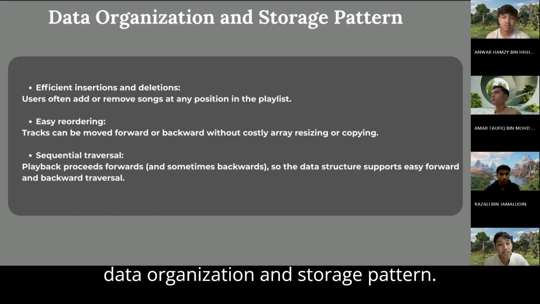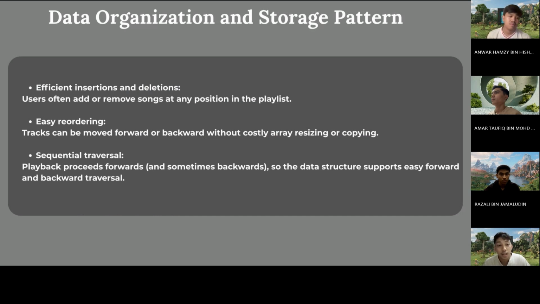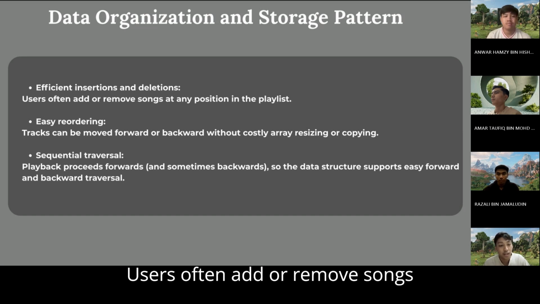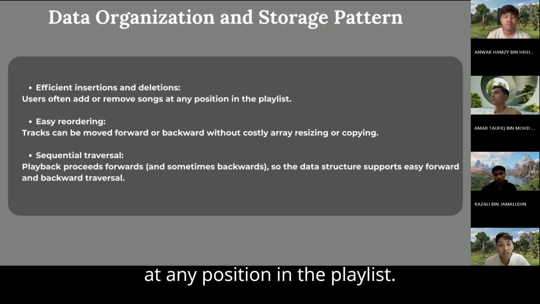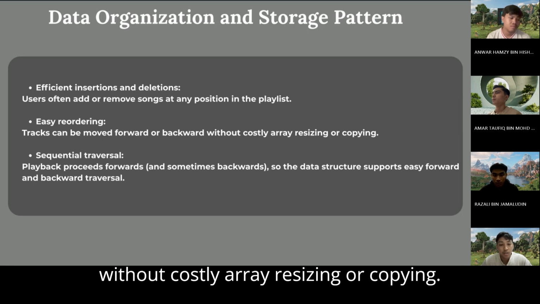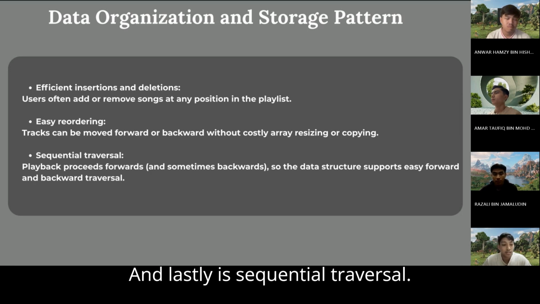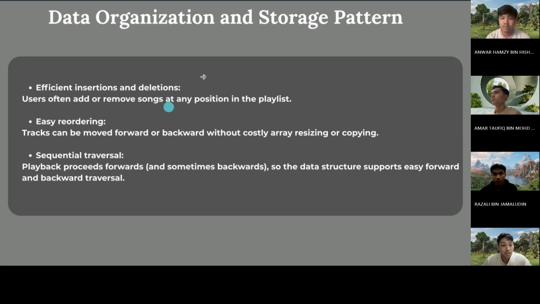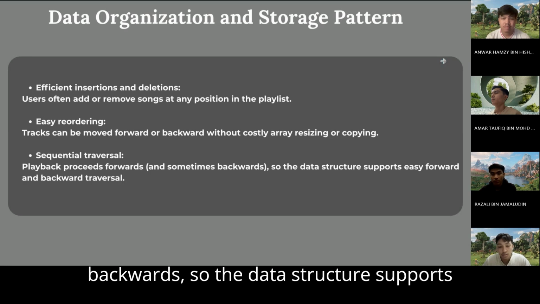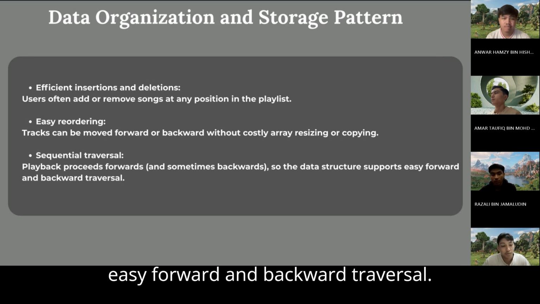So first, the data organization and storage pattern. Efficient insertion and deletion: users often add or remove songs at any position in the playlist. Tracks can be moved forward or backward without costly array resizing or copying. And lastly is sequential traversal. Playback proceeds forwards and sometimes backwards, so the data structure supports easy forward and backward traversal.